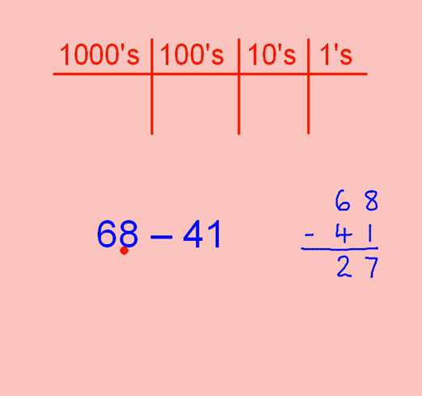I've got 68. This is 6 tens and 8 units. And I'm taking away 41, which is 4 tens and 1 unit. 8 units take away 1 unit is 7 units. And 6 tens take away 4 tens is 2 tens. So the answer's 27.